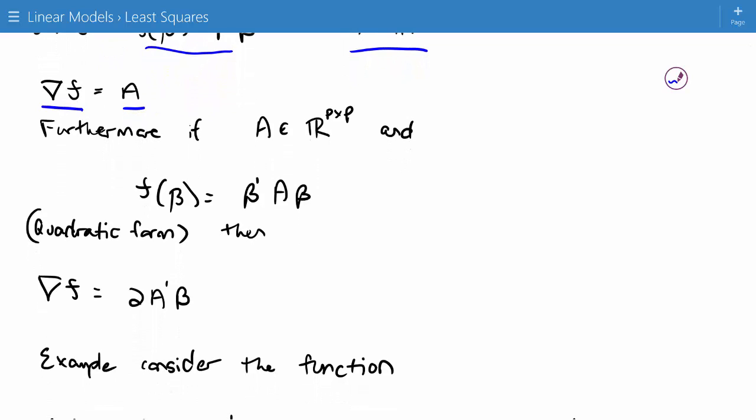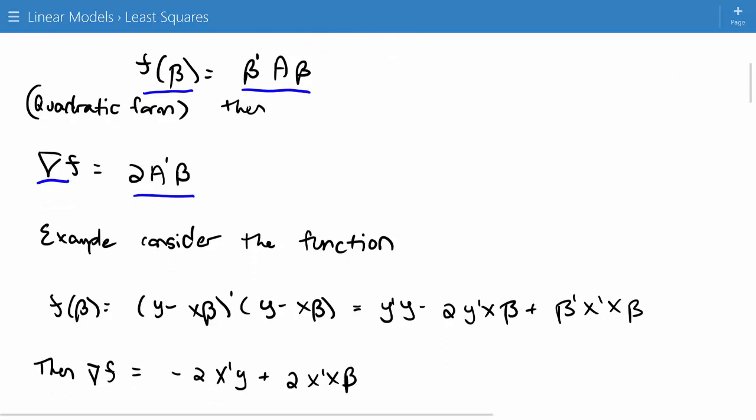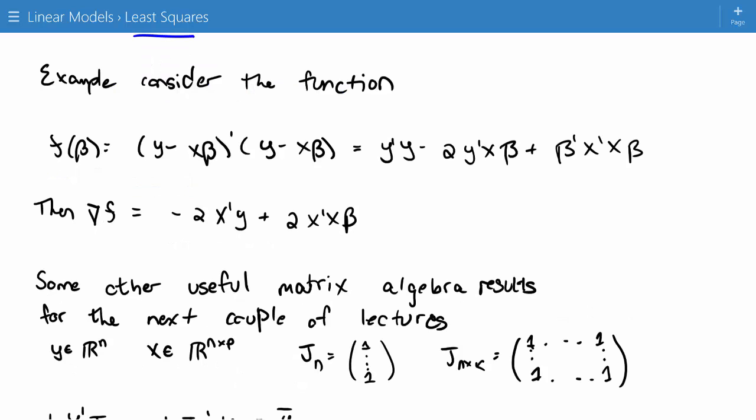Now imagine if A is a p by p matrix, and now f is no longer a linear function, but a bilinear function, specifically a quadratic form, beta transpose A beta. Then the gradient of f works out to be 2A transpose beta. We'll use those matrix algebra results when we derive least squares. Let's just go through an example of using these results.